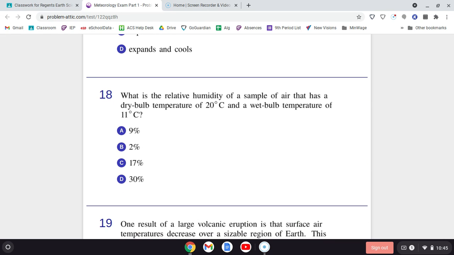Number 18. This is where you'll use page 13? What is the relative humidity? Is it 13? Yeah, it's 12. Sorry, it's 12. They want to know the relative humidity, and that's going to be on the bottom graph, of a sample of air that has a dry bulb temperature of 20 and a wet bulb of 11. So you need to find the difference between 20 and 11. Use your dry bulb number of 20, find the difference on the top, go down, and find the answer.